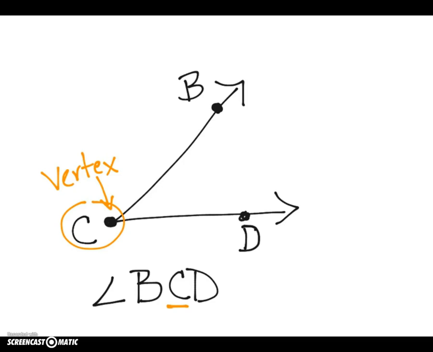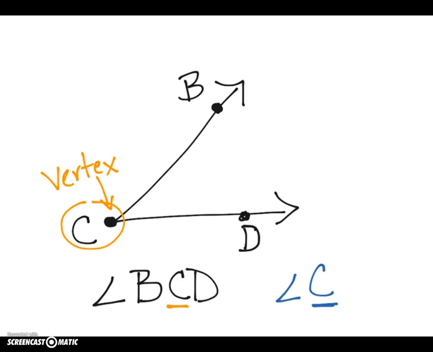Or you could name this using a 1-letter name, and that would be angle C. Again, that is named for the vertex. So you can name this angle, because it's one angle, by either 3 letters with the vertex in the center, or with 1 letter, and that 1 letter has to be that vertex letter. So it would have to be C. You couldn't call it angle anything else.